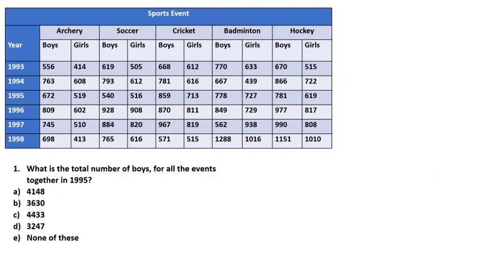So the first question is, what is the total number of boys for all events together in 1995? So in 1995, what is the total number of boys? You can see 1995 means we have to add the number of boys here. This number, 859, 778 and 781. These numbers we have to add to get the correct answer.